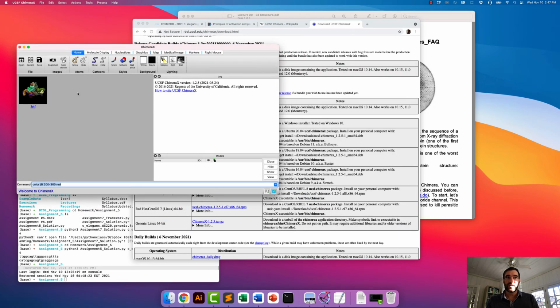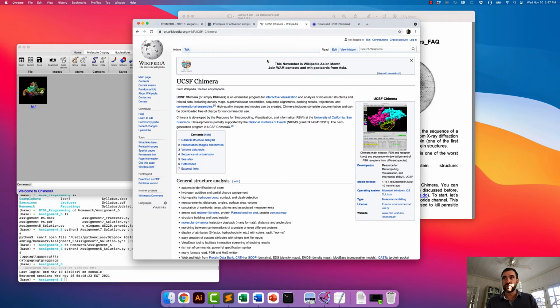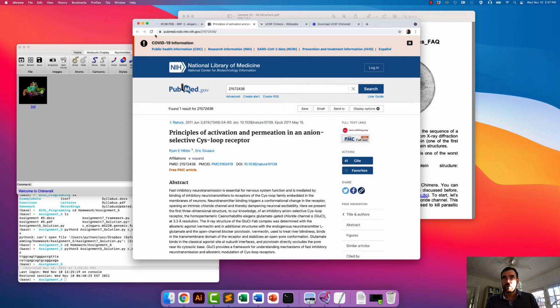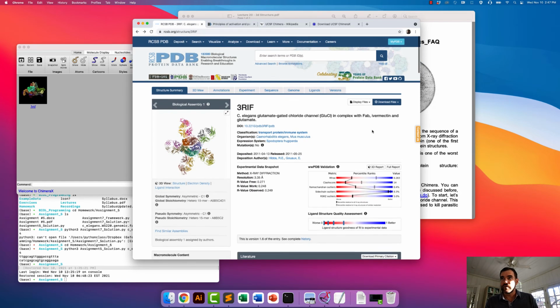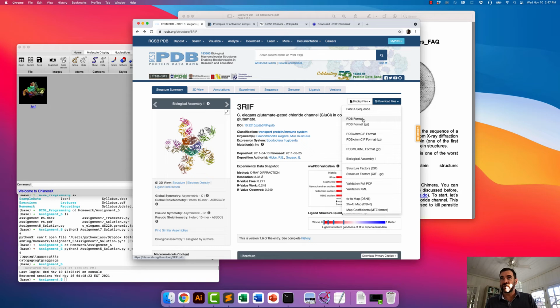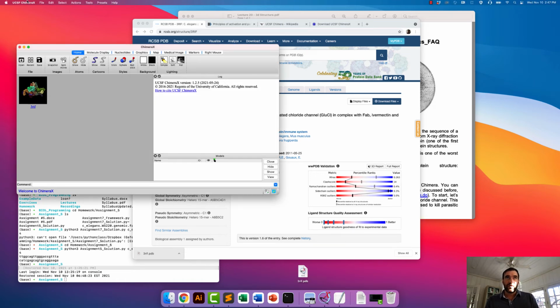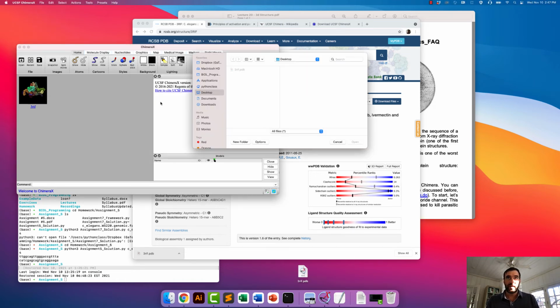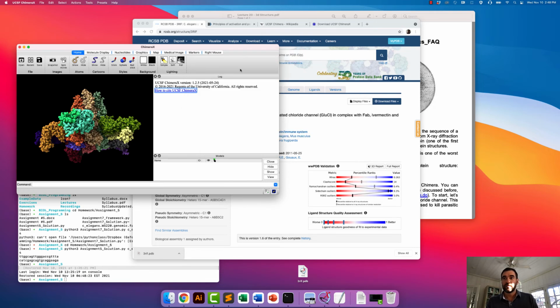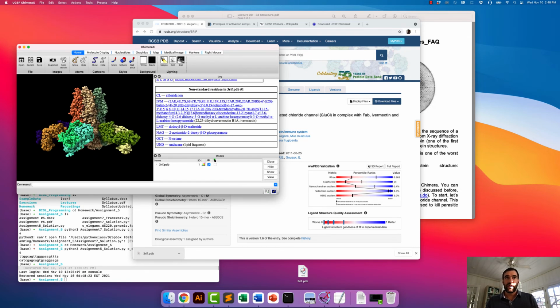I have opened this, and I've previously opened this PDB file, but we are going to go back to here. So if you want to download that PDB file, you can simply download it, and then put it on your desktop if you would like. And then you can simply open that file, and now we can see it in our editor.